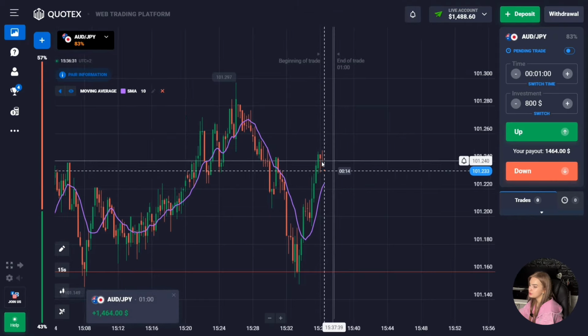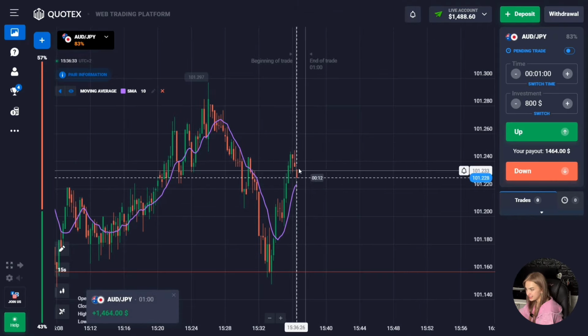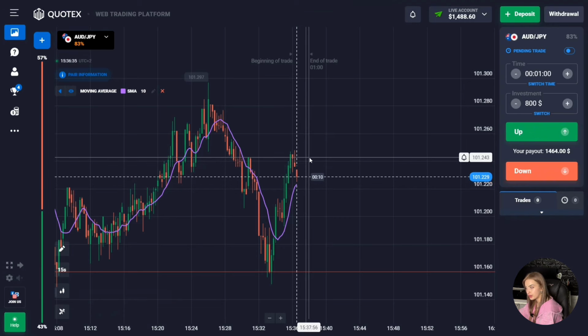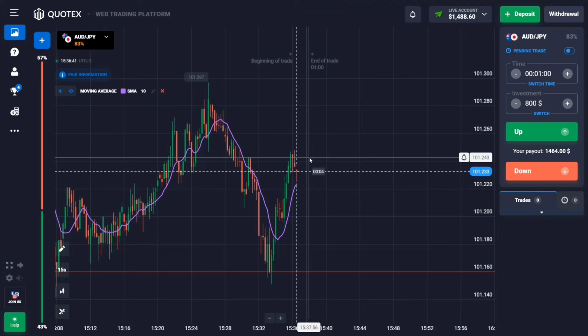Excellent, the price continued to move up and we got the profit here. The indicator turned out to be right again and suggests us a really good entry point. Well guys, let's continue our trading.